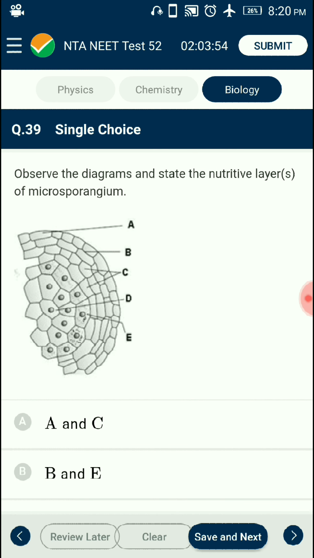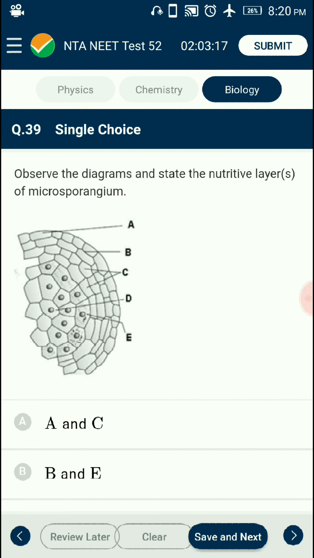Question number 39. Observe the diagram and state the nutritive layer of microsporangium. In the anther cross section, label E, tapetum, the innermost wall of the anther, is the nutritive layer nourishing the developing pollen grains. Label D, microspore mother cell, has the potential to form microspores via microsporogenesis.